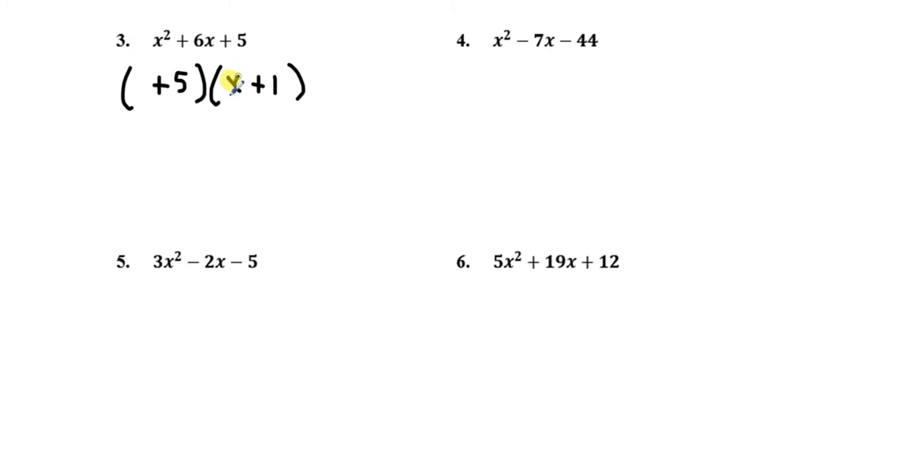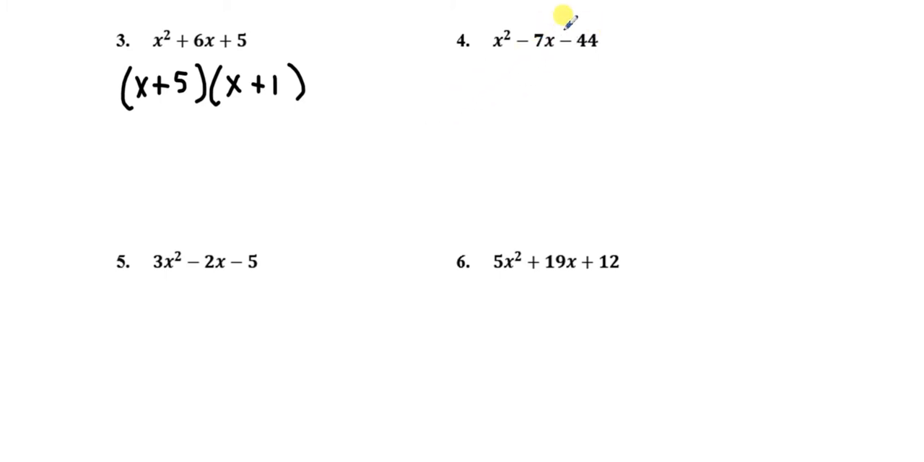So with what we call a equals 1, where the number in front of the x squared is a 1, then all we have to do is find two numbers that multiply to the last term and add up to the middle term. So if you FOILed this out and multiplied it out, you're going to get x squared plus 1x plus 5x, which is going to give us the 6x, and then 5 plus 1.